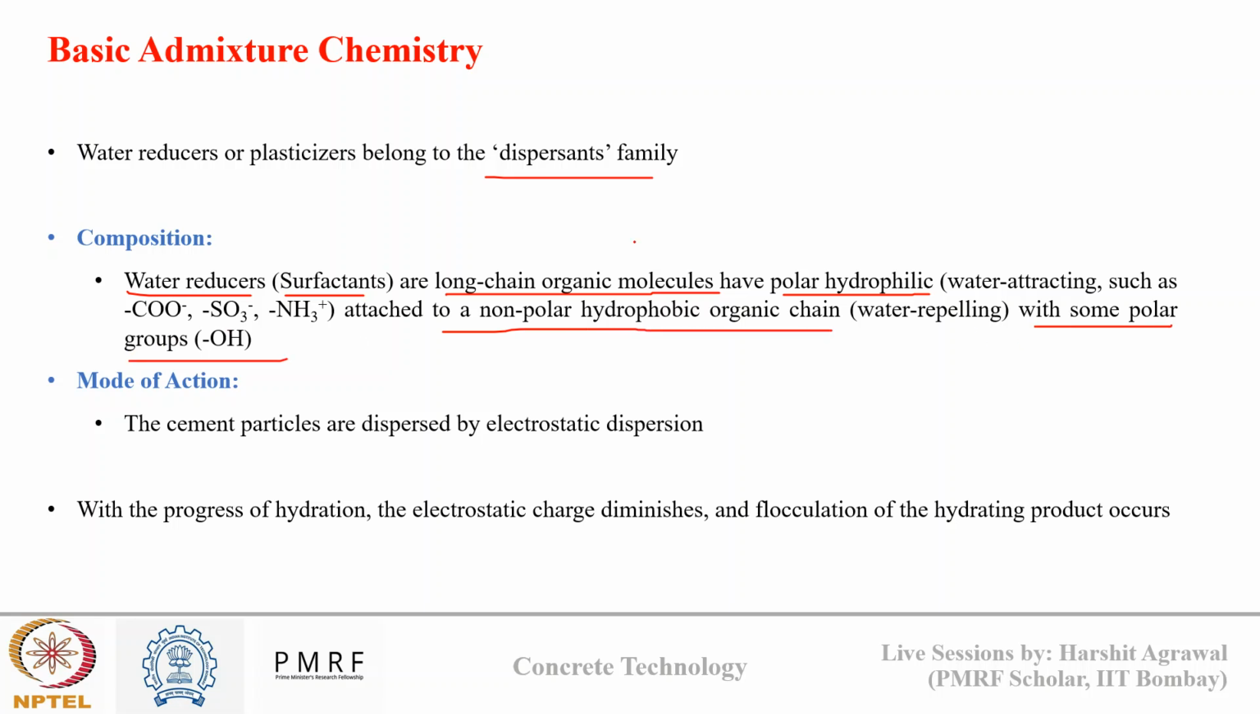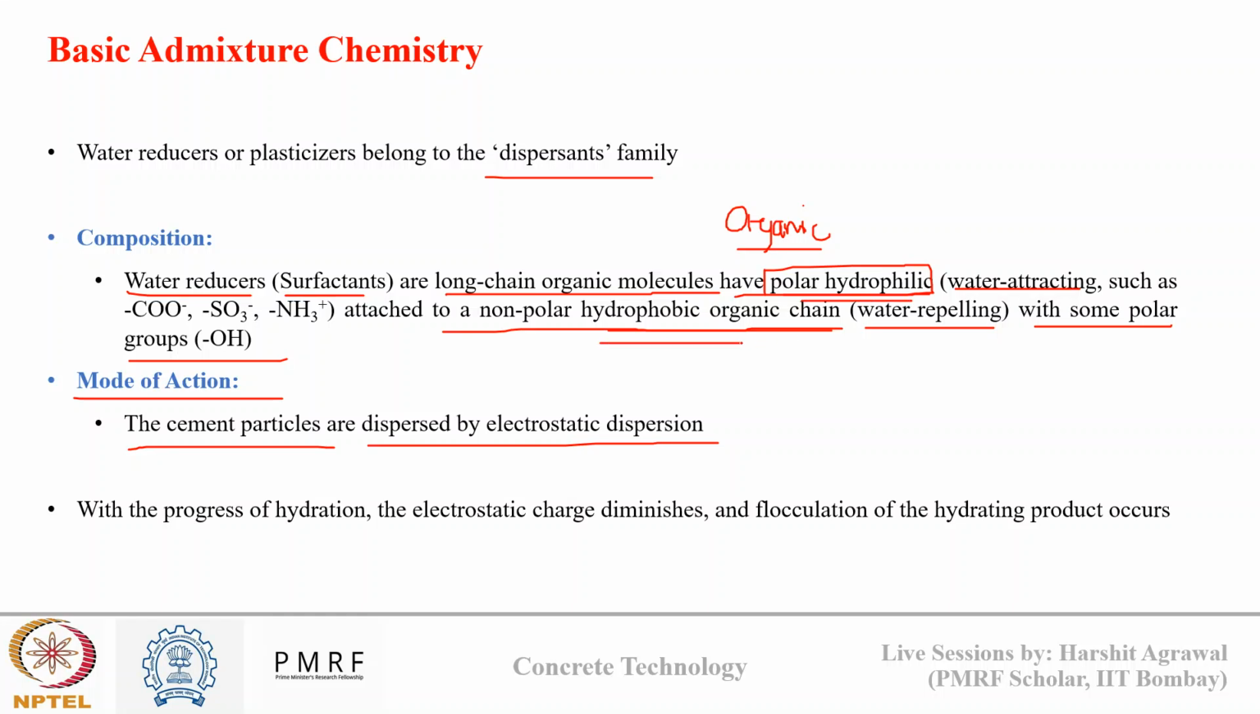So these admixtures have two components. These are organic elements, hydrocarbon chains with some inorganic elements attached to them. Those chains have two parts: a hydrophilic part, which is water attracting, and a hydrophobic part, which is water repelling. Now the mode of action, how they act. The cement particles are dispersed by electrostatic dispersion. We'll see in the next slide what this means. For now, just remember they have two parts: hydrophilic and hydrophobic.